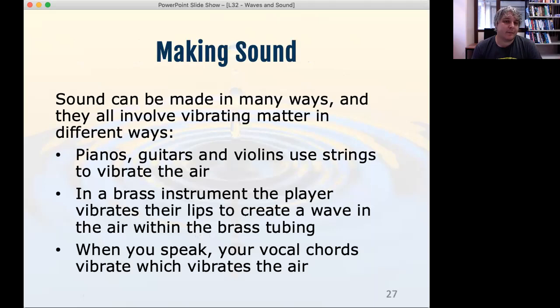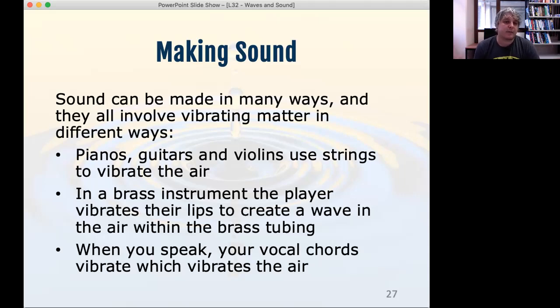There are lots of different ways to make sound. They all involve vibrating matter, but most of them involve different ways to cause air to vibrate. That's the most common, because, as I said, we generally hear everything through air coming towards us. Things like musical instruments, we've got pianos, guitars, and violins. They all use strings to vibrate the air. Strings vibrate, they move the air around them, and that causes the air around them to propagate those sound waves, to transport energy through space, and then you can hear it.